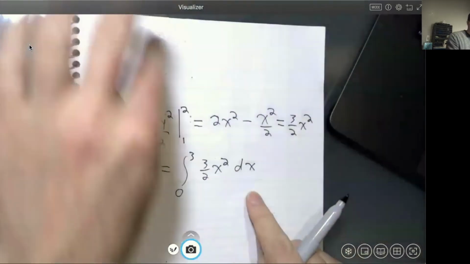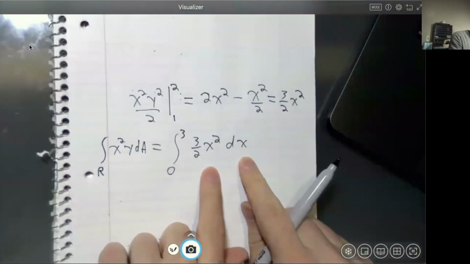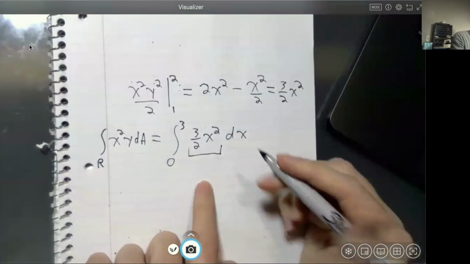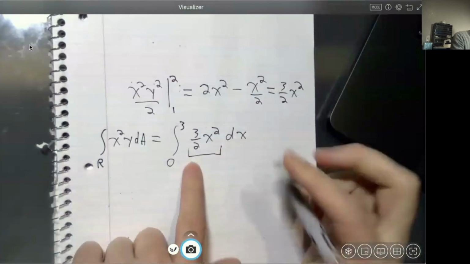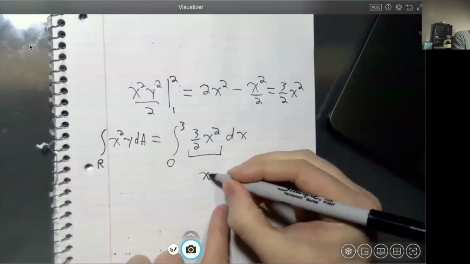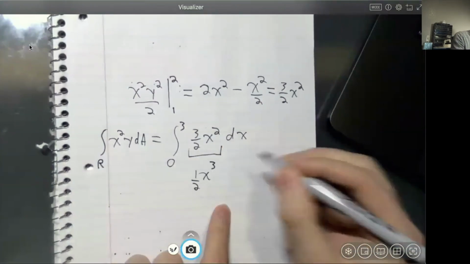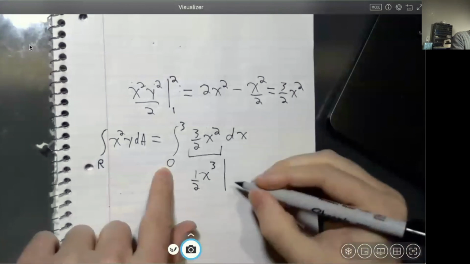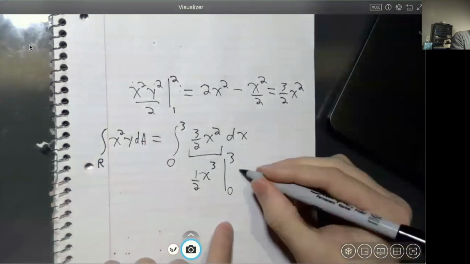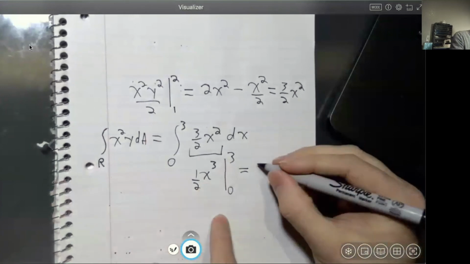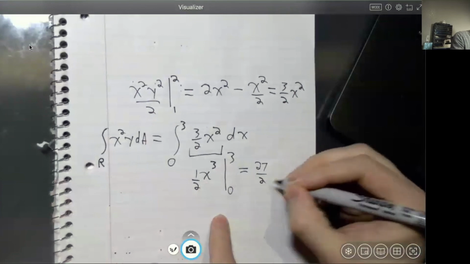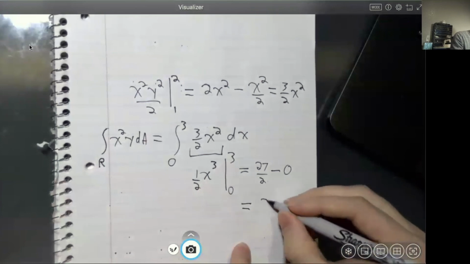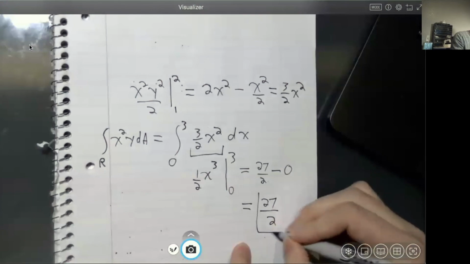Now, once again, this is an integral we know how to do from single variable calculus. How do we do it? We just find an antiderivative of this function that we're integrating. And so what's an antiderivative of this? Well, it's 1/2 x cubed. And we take our antiderivative and we evaluate it at the endpoints. So we evaluate it from 0 to 3. Okay, when we plug in 3 for x, what do we get? We get 27/2. And when we plug in 0 for x, we just get 0. So our final answer is 27/2. That's our final answer.